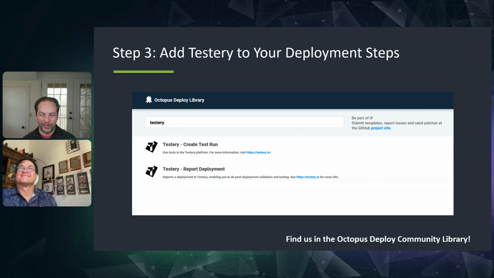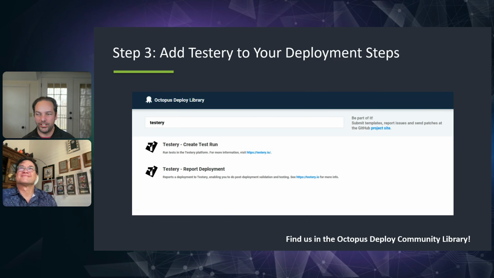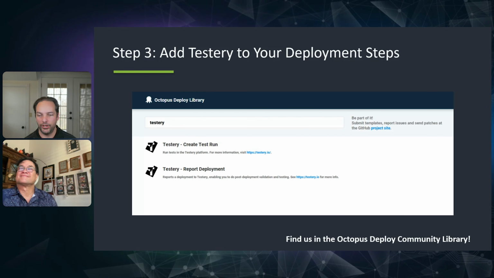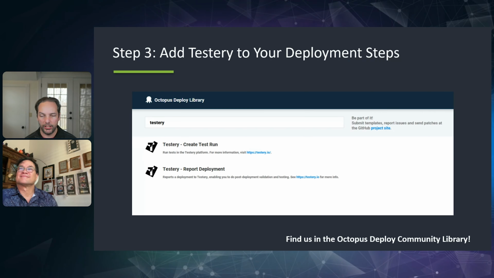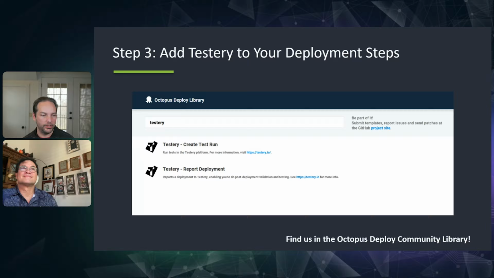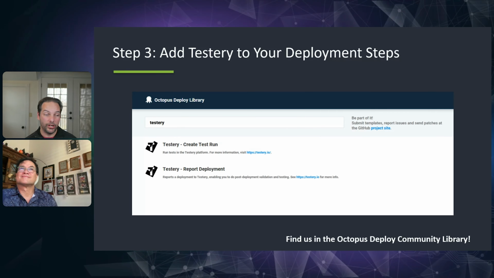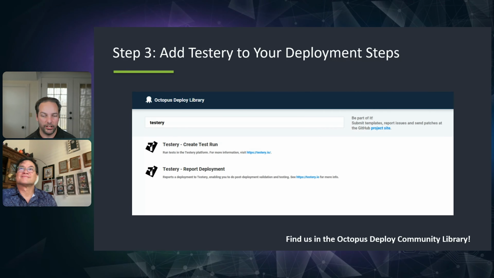And then step three is you can add Testery to your deployment steps. So we're actually available in the Octopus Deploy library. There's a create test run, which gives you the ability to kick off a test run immediately, or you can just report a deployment. If you report a deployment, then in Testery, you're able to configure automatically kicking off test runs based on what's deployed in your environment.